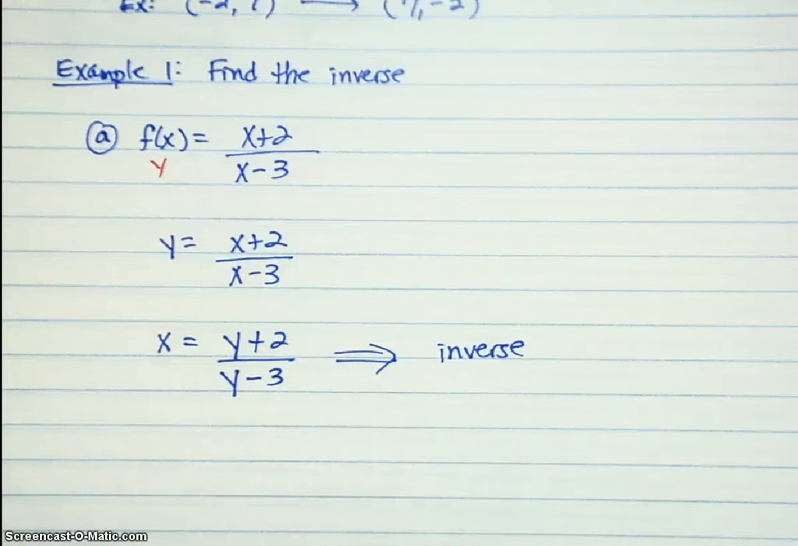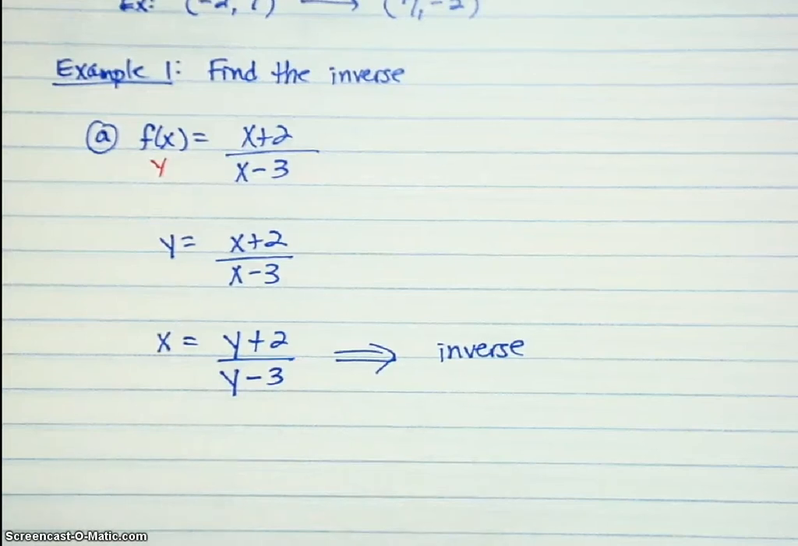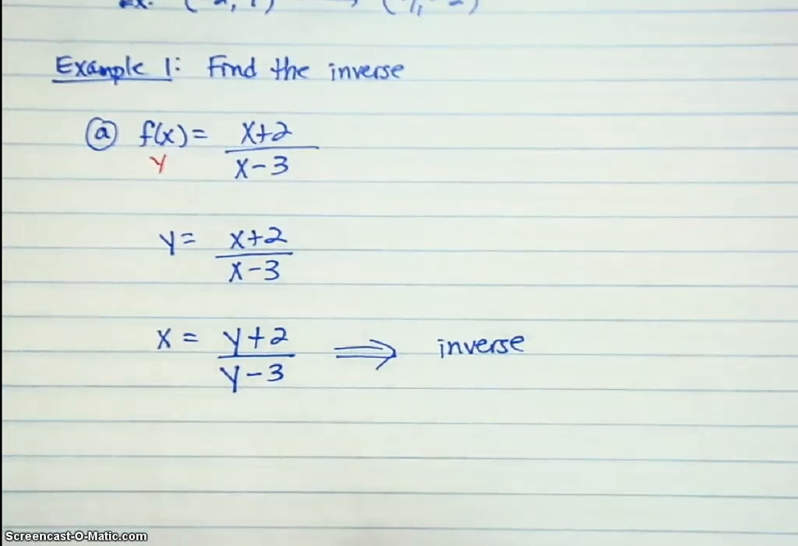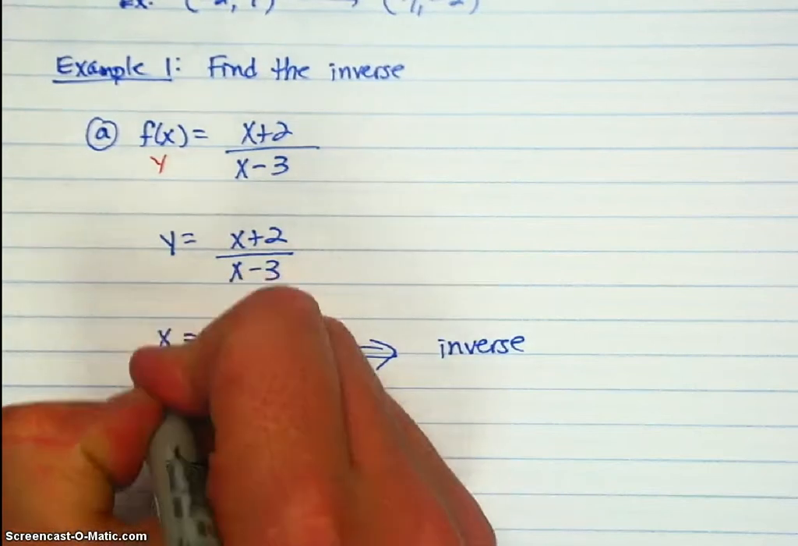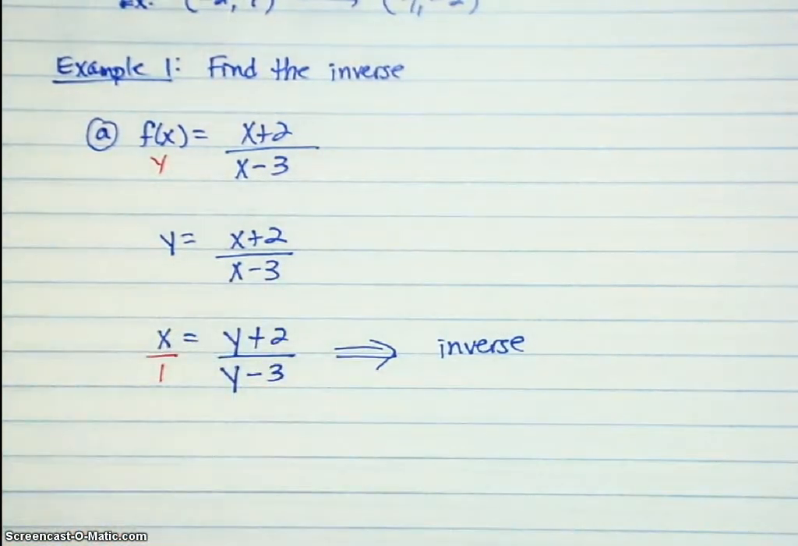But, as we know, we don't see problems very much written where x equals. We see them written as y equals. So we have to solve this for y. Now this is a little bit tricky, but you guys know how to solve rationals. We've been doing that for the last couple of days. So what I'm going to do is put this over 1, and I'm going to cross multiply here.